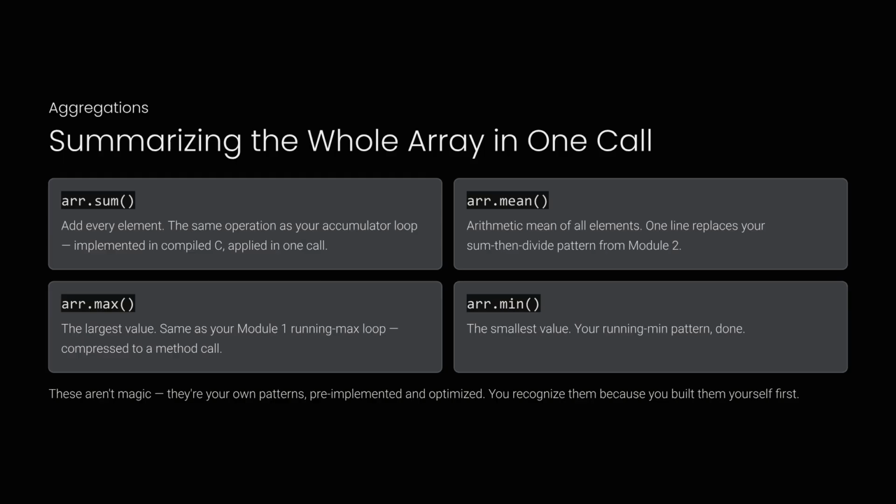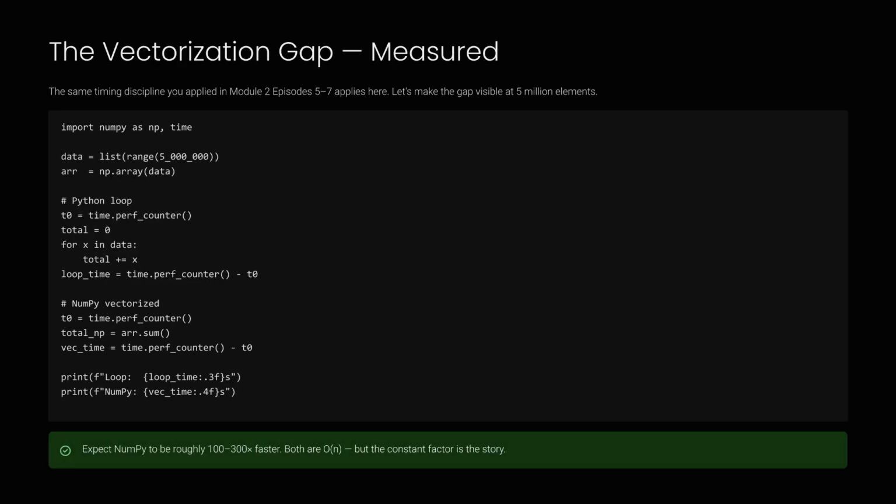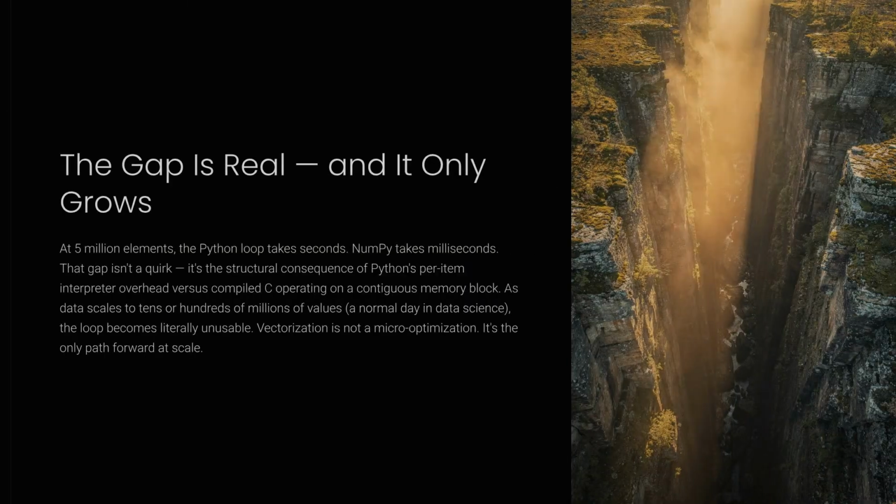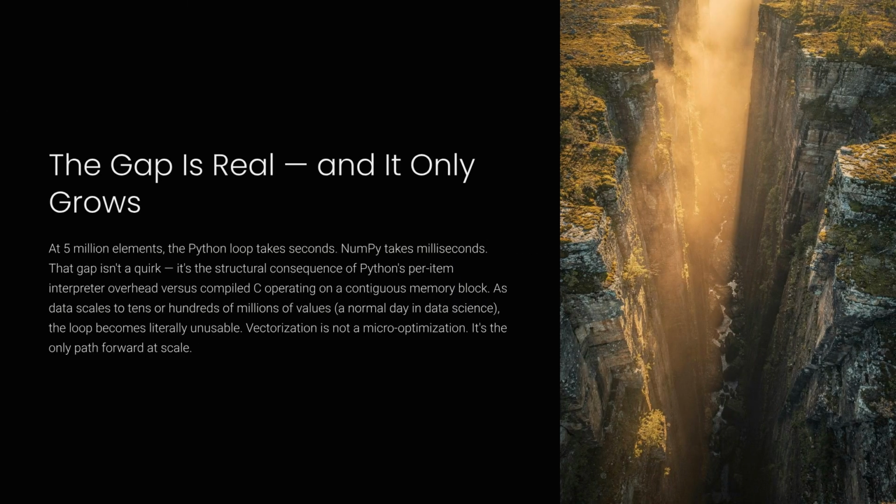Aggregations like sum, mean, max, and min are now single method calls. These aren't magic, they are just your previous manual patterns pre-implemented in optimized code. When we measure the performance gap, you will see NumPy outperform standard Python loops by hundreds of times, demonstrating the power of eliminating interpreter overhead. This gap isn't just a quirk, it is a structural necessity. As your data grows to millions of elements, traditional loops become unusable, making vectorization the only viable path.